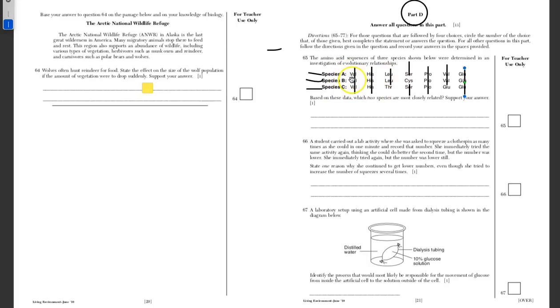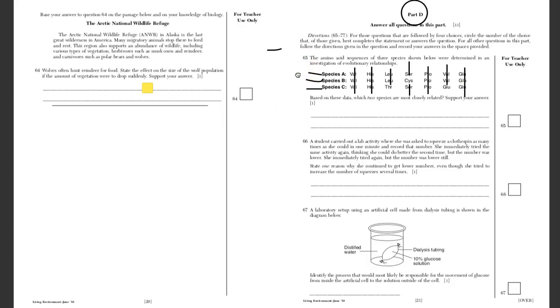They have 1, 2, 3, 4, 5, 6. Wait, let me start that over. They have 1, 2, 3, 4, 5, 6 things in common. So they have 6 things in common.